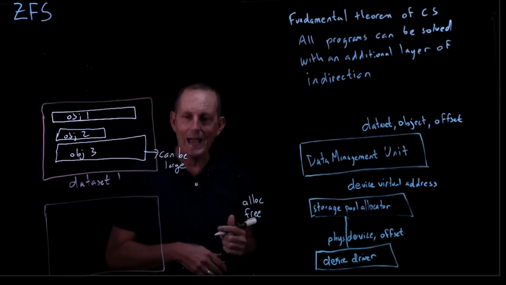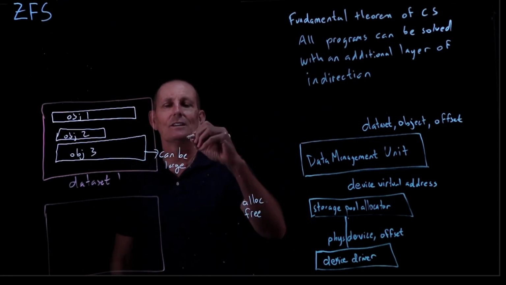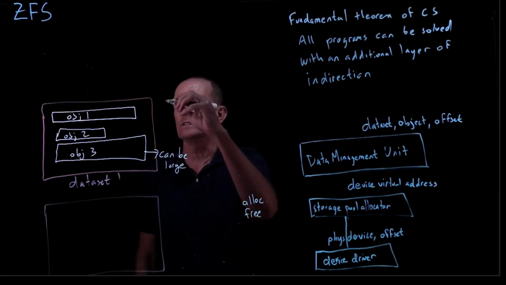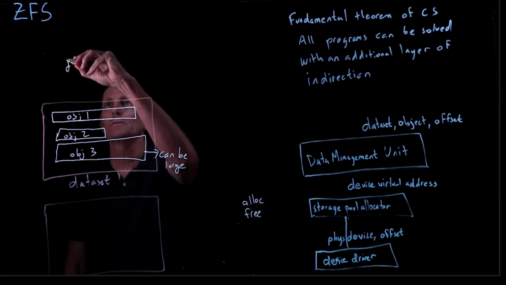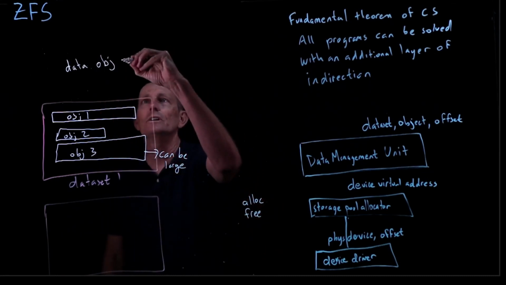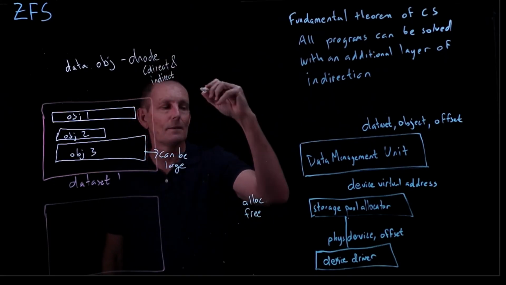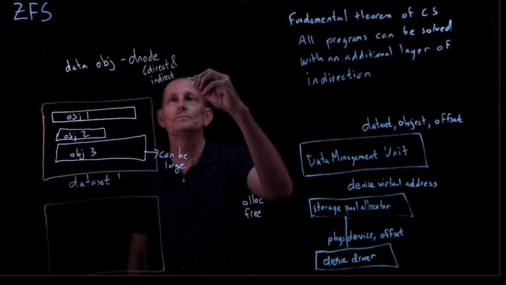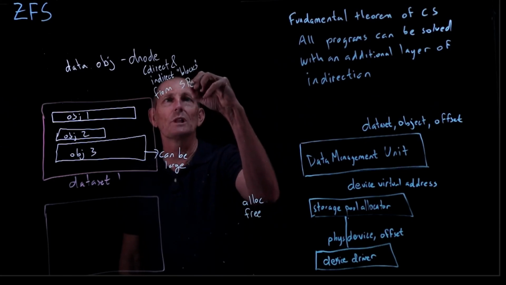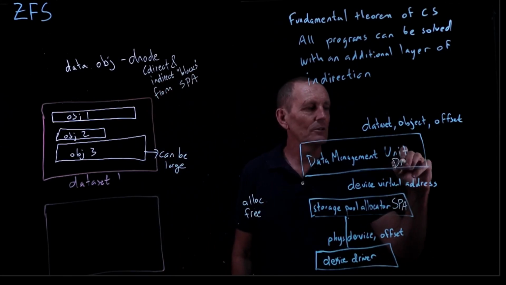How are they implemented? Well, they're implemented with direct and indirect blocks. So it is similar to an inode in the sense that when you've got a data object, it has a dnode, and this can have direct and indirect allocations from the storage pool. I'm going to call them blocks from the storage pool allocator. This is the storage pool allocator, and this is the data management unit.